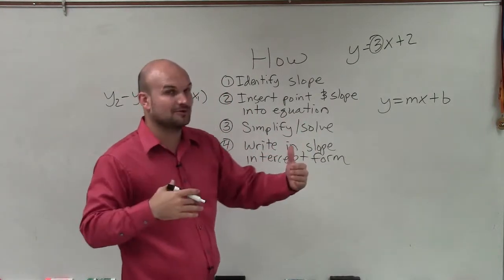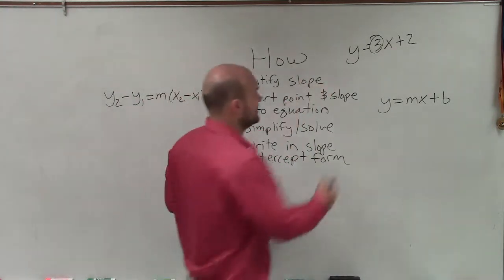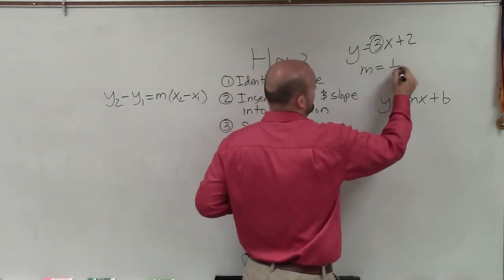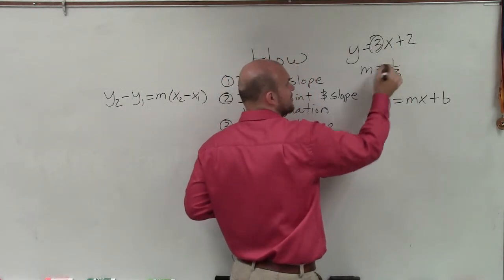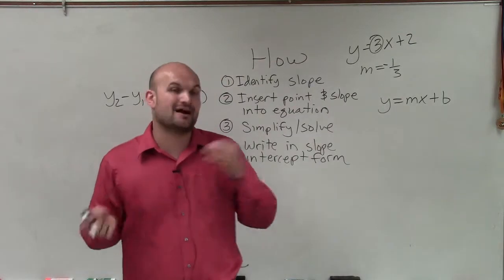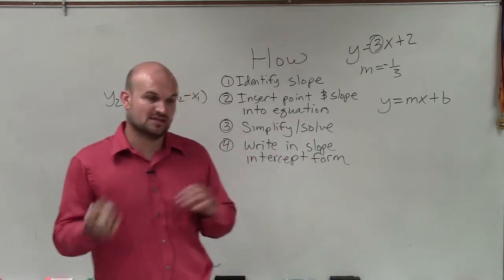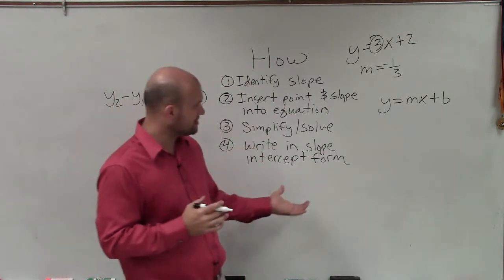Remember, opposite reciprocals mean we're going to take the reciprocal of 3, which will mean my new slope will be 1/3. And since this is positive, my new slope is going to be negative, right? They're opposite signs of each other. One's positive, one's negative, and they're also reciprocals.